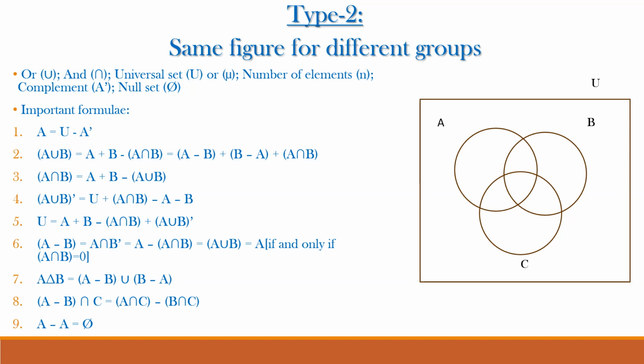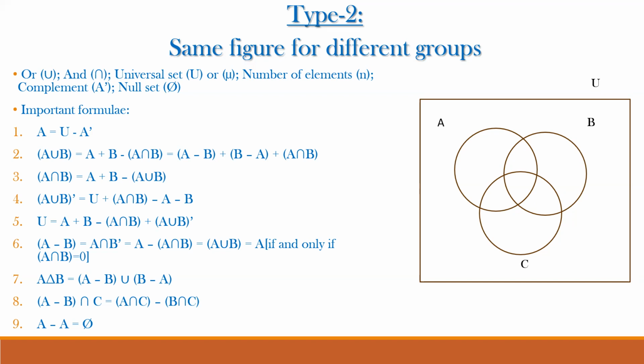The reverse of OR is AND, that is U upside down. OR is nothing but logical addition, and AND is nothing but logical multiplication. And the universal set can sometimes be represented as mu as well. The number of elements in a particular group will be represented as n. So if you're telling the number of elements belonging to set A, you will write n of A, and so on.